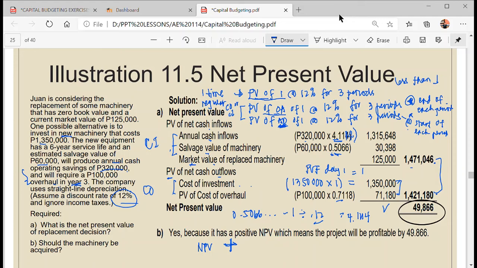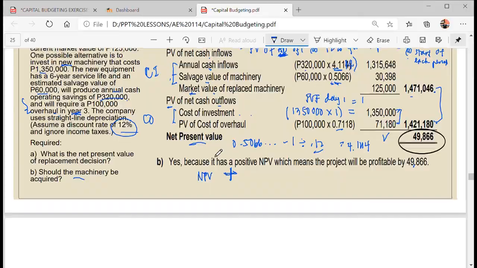So, going back. If the net present value is positive, the project is okay. Okay, so are you going to acquire the machinery? Yes, because it has a positive NPV, which means it will give me benefits of 49,866. So that's the present value of what you are going to get from this investment.